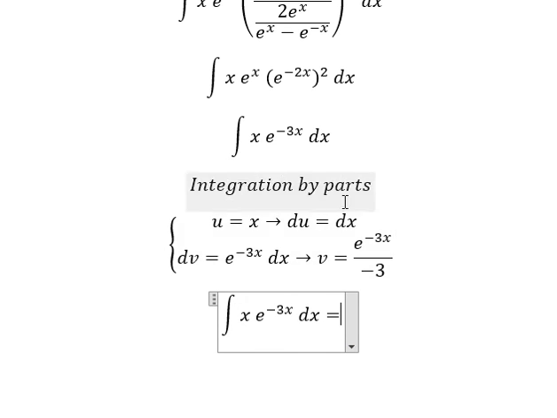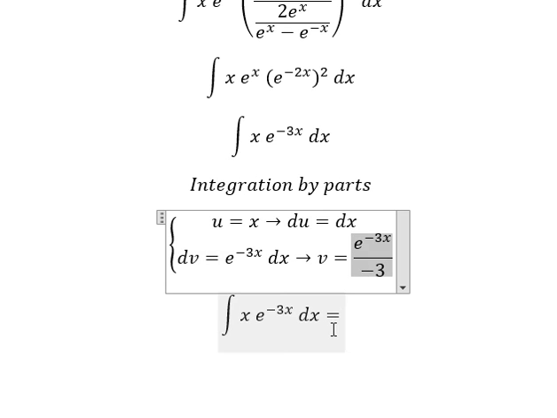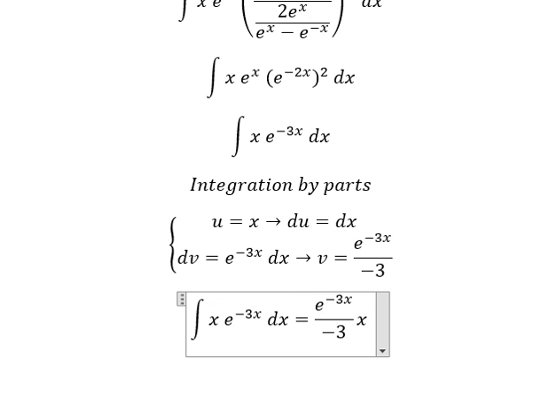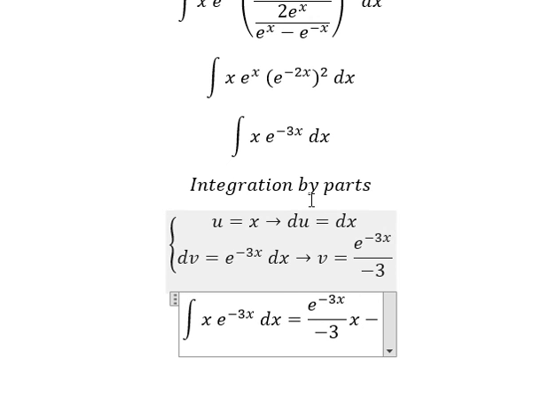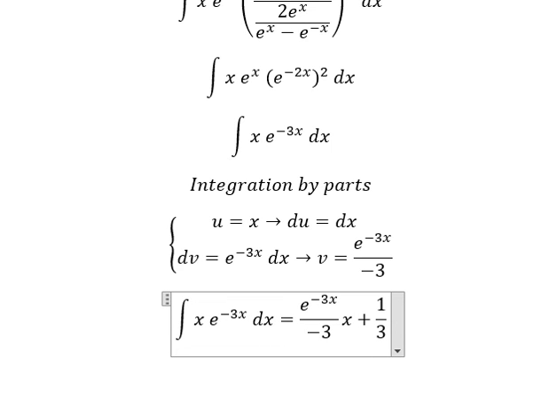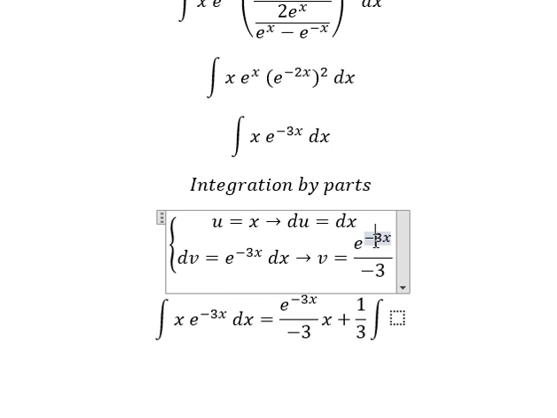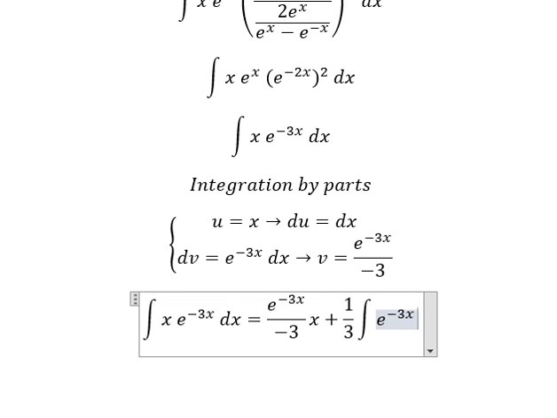So we have u multiplied by v, minus du multiplied by v. So negative and negative, we have positive. And now we have the integration of e to the power of negative 3s ds.